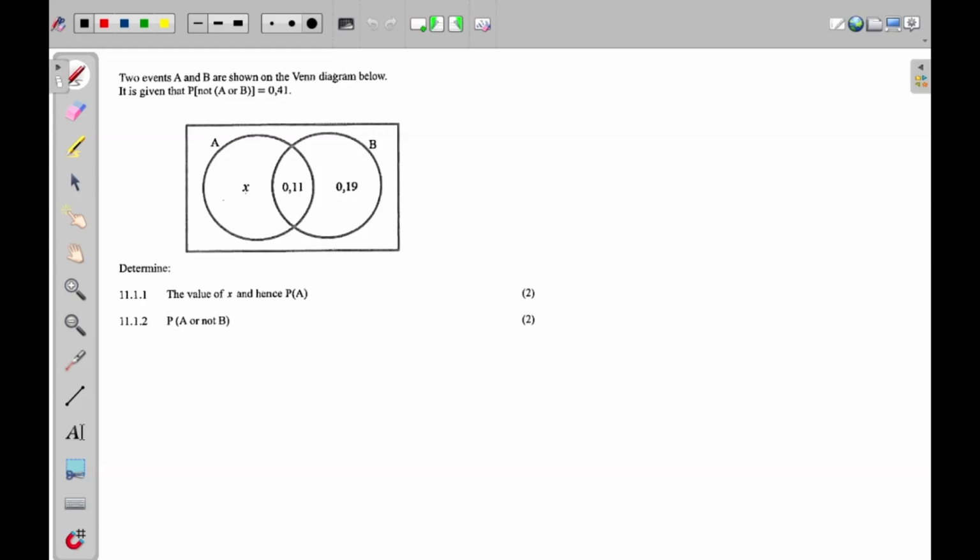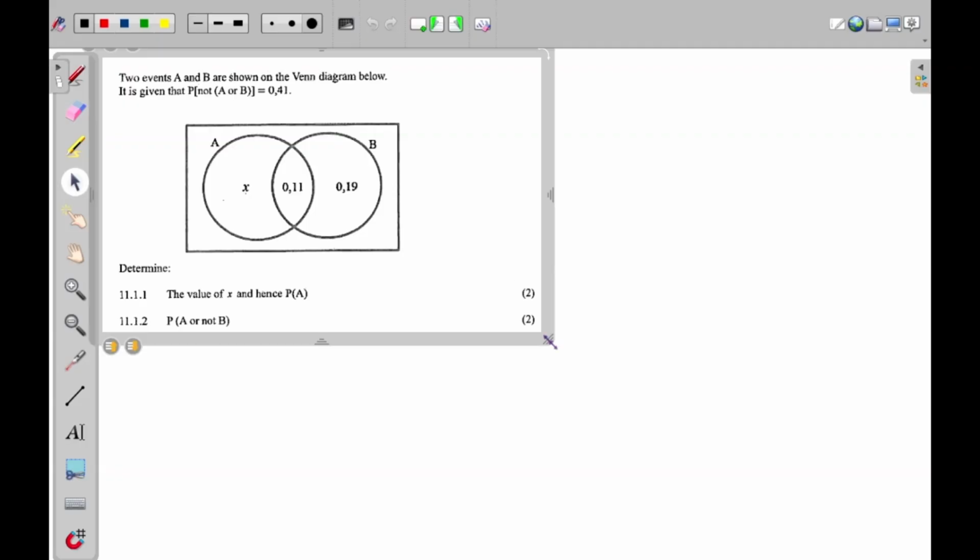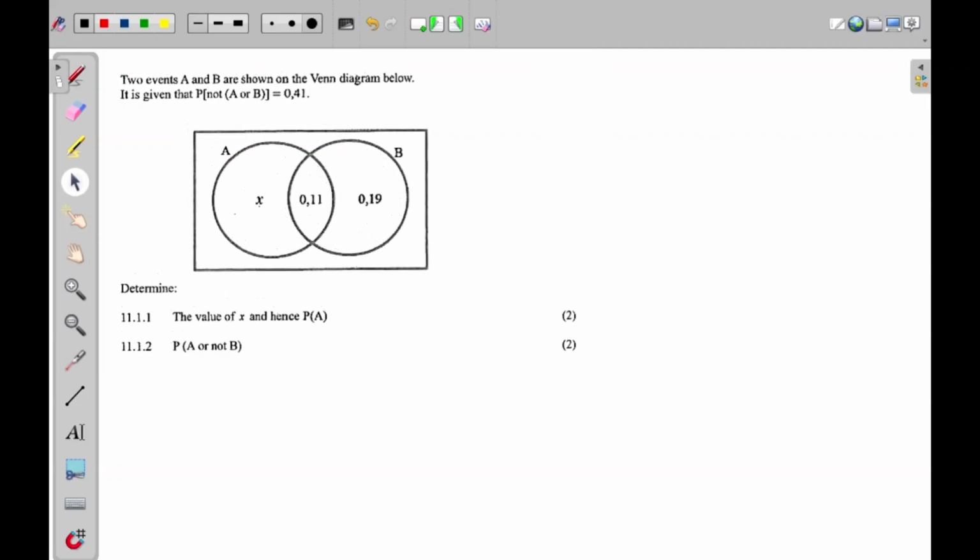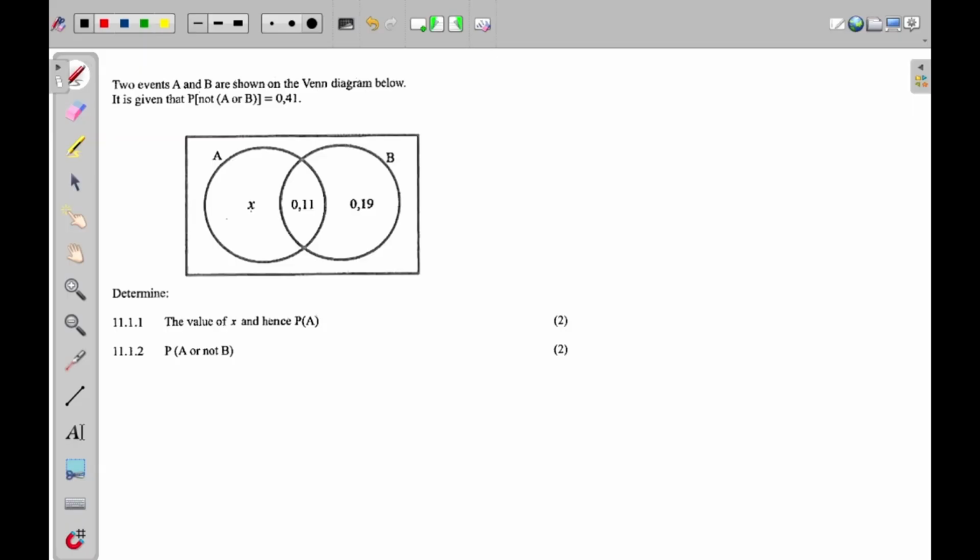Let us now look at our first example, again taken from one of the matric past papers. We are told here that two events, A and B, are shown on the Venn diagram. It is given that the probability of not A or B. So take note, this is what they have written. They are saying to you, and this is why notation is very important, and we talked about this yesterday. They are talking about the probability of not A or B. So you need to understand what this means. This means the probability of the complement, the complement of the union.